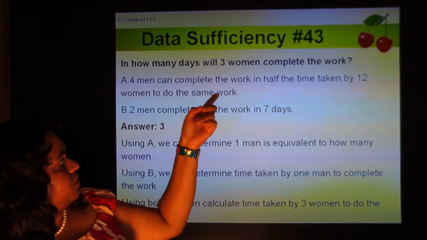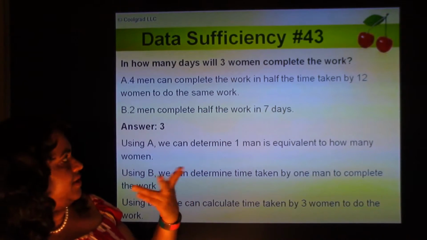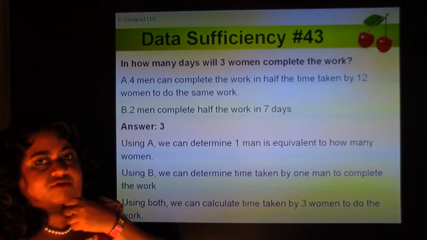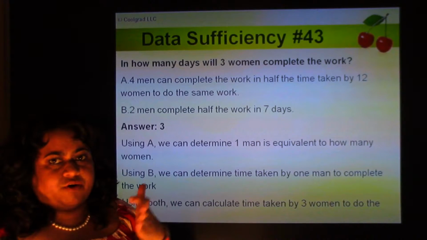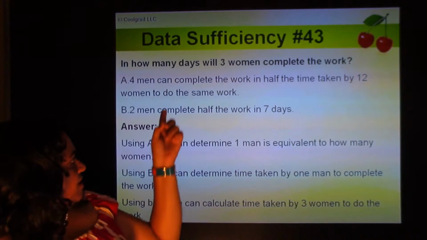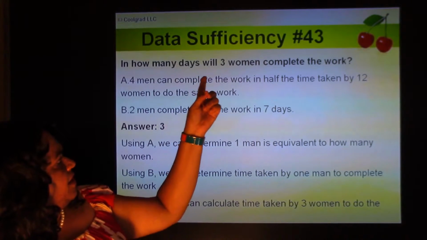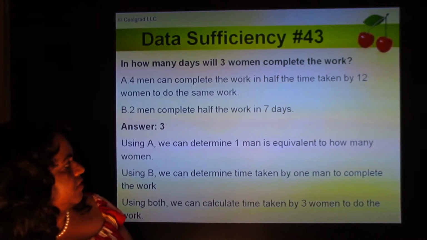Or 1 man can do the same work in the same time as 3 by 2 women. For doing the same amount of work, you can either use 1 man or 3 by 2 women. So that's what it means. But it's not enough to say in how many days 3 women will complete the work.